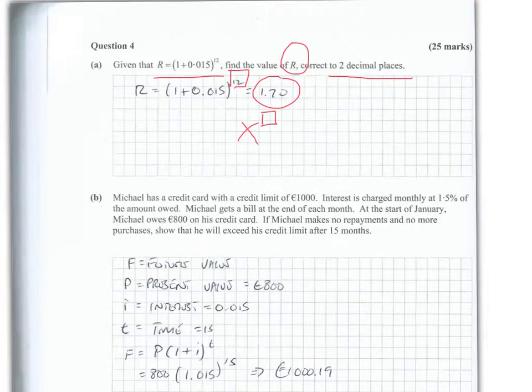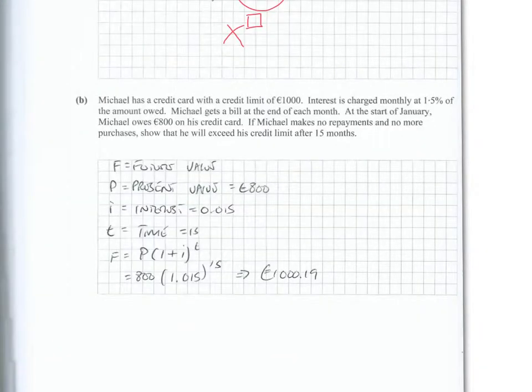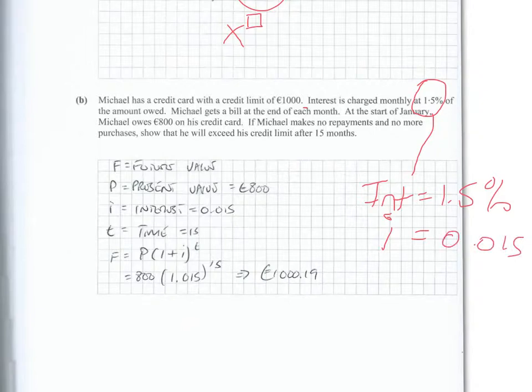Now it's good to set your calculator back to the normal mode. Shift 9 1 equals AC. Okay, so look at this. This is the arithmetic question. Sorry, I should have mentioned that. And Michael has a credit card with a credit limit of €1,000. Interest is charged at 1.5%. Now we're going to have to change that percentage to a decimal. So the interest is 1.5%. So if we divide that by 100 on your calculator, we get i expressed as a decimal as 0.015.